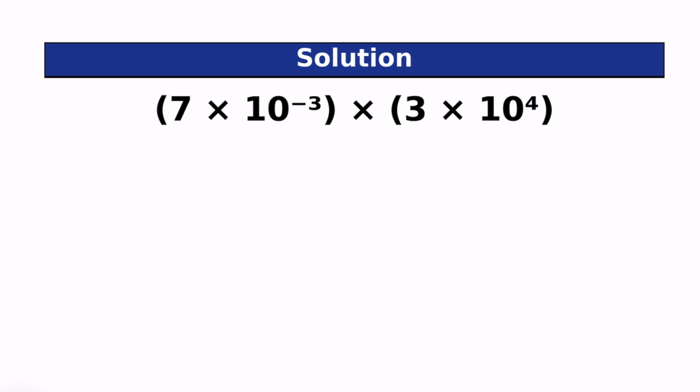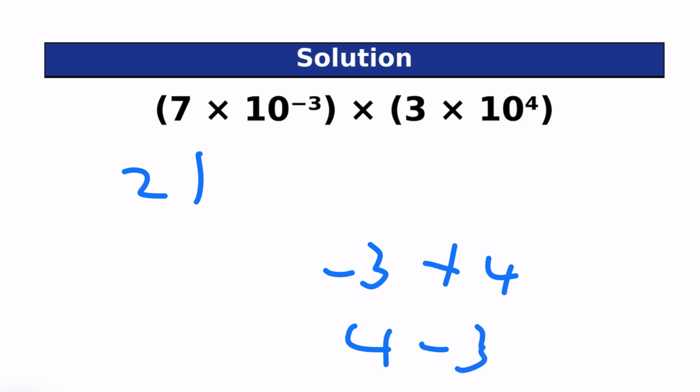Okay, next question. We've got a multiplying question. So we'll multiply the integers to get 21. And now we need to add the indices, as when we're multiplying we add them. So we've got minus 3 add 4, which is the same as 4 minus 3, and that is equal to 1. So that's going to be 10 to the power of 1.